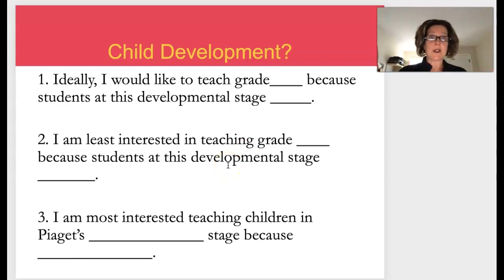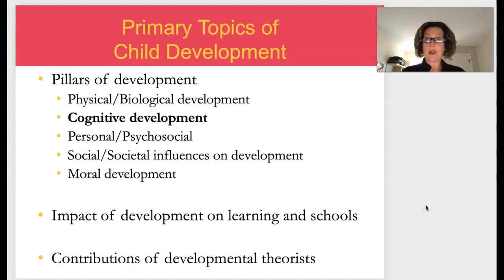And start to be specific, start to use those terms that you read in chapter 2 from your reading. Okay, and then I'm most interested in teaching children in Piaget's which stage? Because. So again, stop the video right now and do this. At the end, you'll also have a chance to add a little bit, and then you will share this in the collaborate time. Okay, so again, looking at these pillars, we looked at physical, biological, we're looking at cognitive today, and then we're going to continue on with personal, social, moral development a little later on.